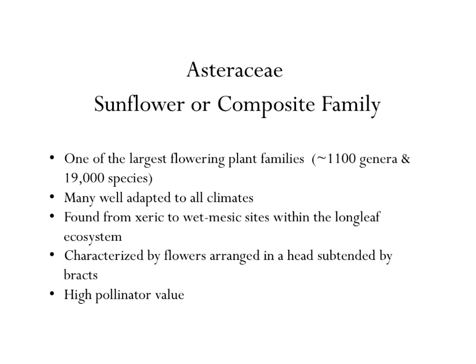It's one of the largest flowering plant families with around 1,100 genera and 19,000 species. It occurs across the globe in a variety of different climates. And in the longleaf system, you're going to find it from the xeric sites to the wet mesic sites. So it's a very common species. This is one that's going to really put on shows in the fall. You see all the yellows and purples in the longleaf system. Those are going to be mostly your composite species. Great pollinator plants.